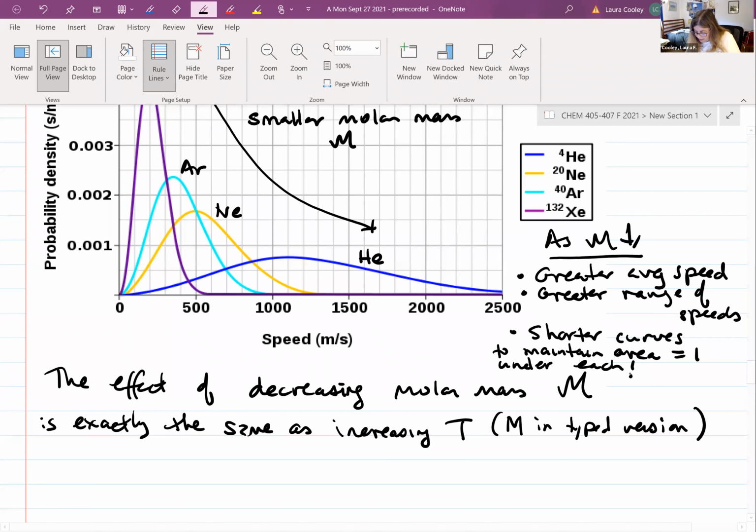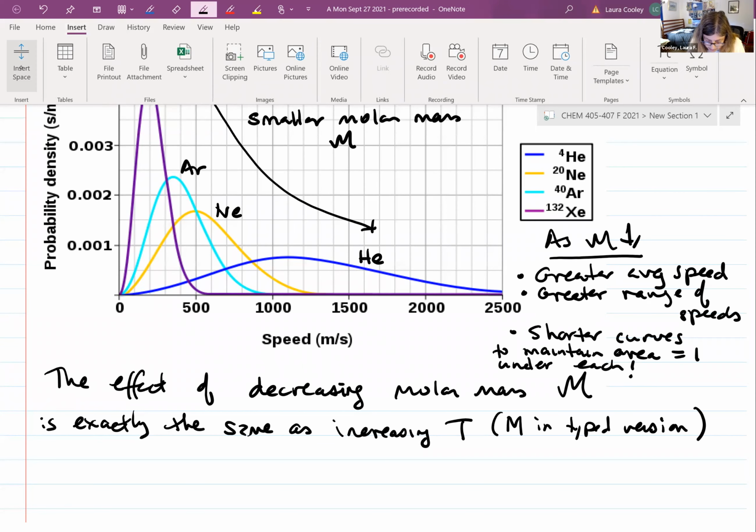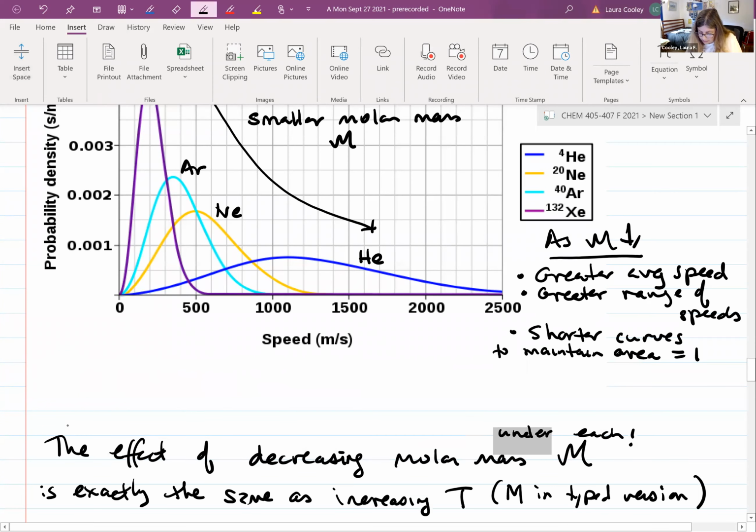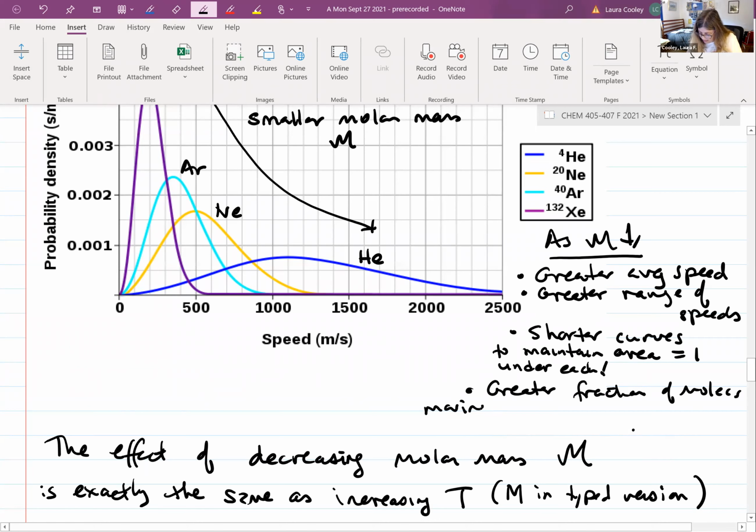And also you'll have a greater fraction of molecules moving at higher speeds as you decrease the molar mass. Okay, so for example, take the fraction greater than, say, 1,000. You can see for helium, it's actually a rather large fraction. For neon, it's a pretty small fraction. For argon, it's basically a non-existent fraction at those high speeds.